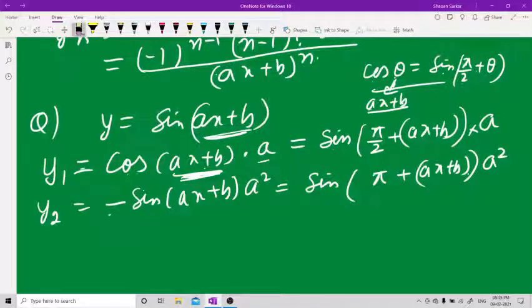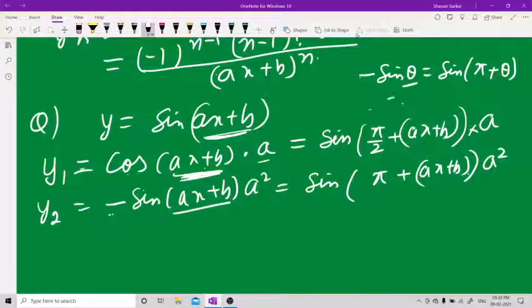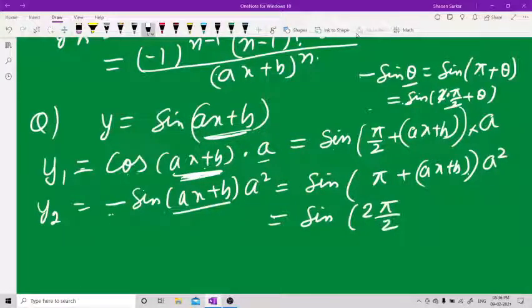Now you know one thing: sine minus theta is minus sine theta. So this is behaving like theta. This is nothing but sine of pi plus theta. And this pi can be written in terms of 2 pi by 2, as sine of 2 into pi by 2 plus theta. This 2 and 2 cancel, so only pi remains. So this can be written as sine of 2 pi by 2 plus ax plus b, times a squared.